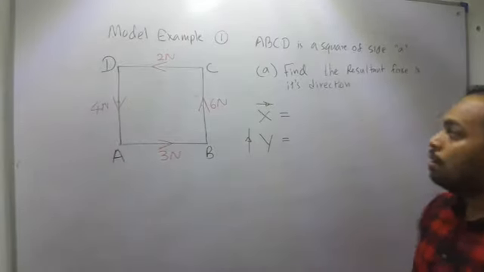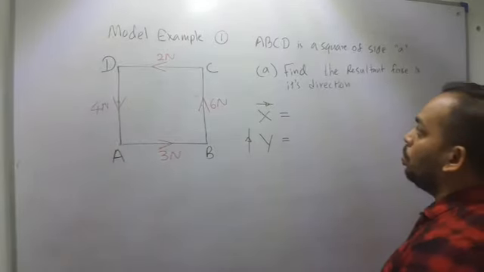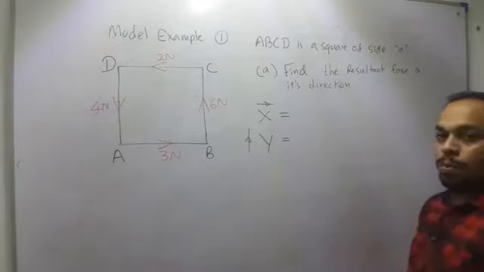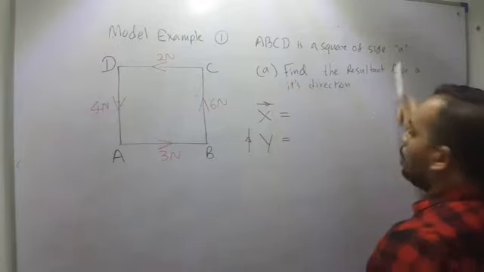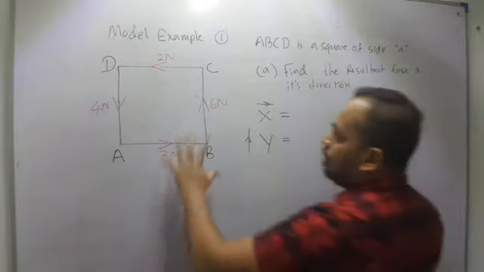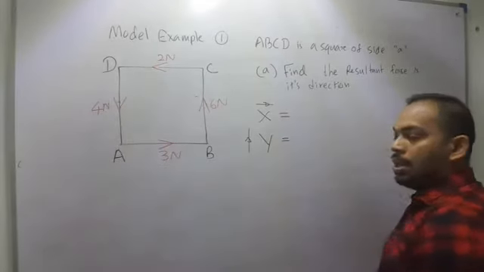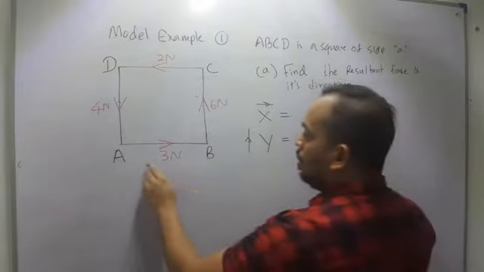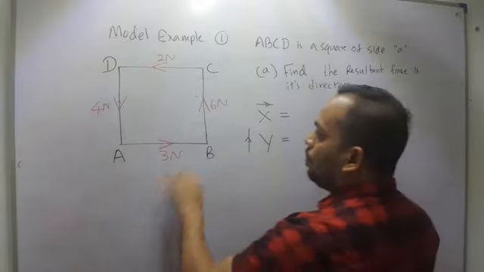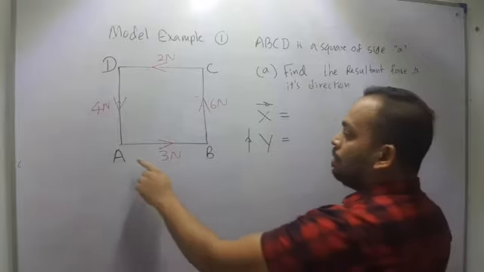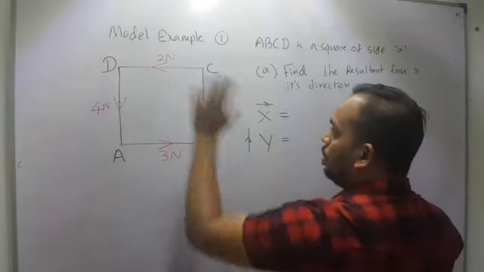Right. So this is a model example one under coplanar forces on rigid bodies. Now ABCD is a square of side A. I have already made the sketch here for you. Then in the exam you will have to do the sketching by yourself, right? So ABCD, the forces are marked on the diagram.